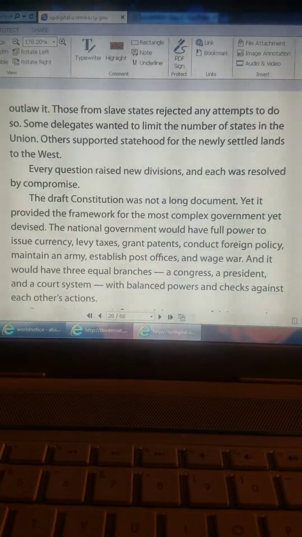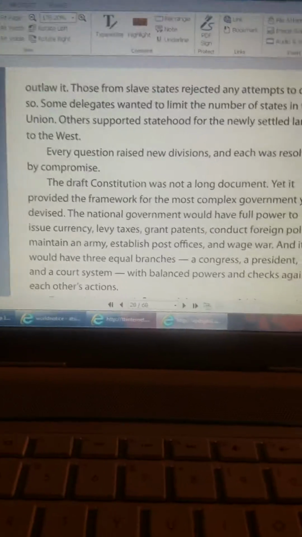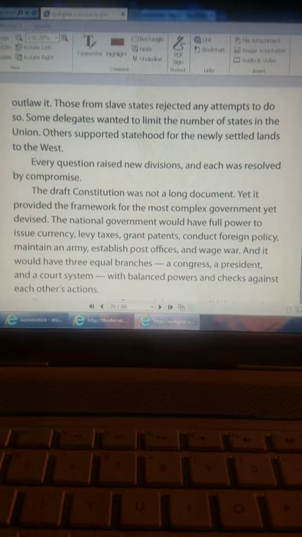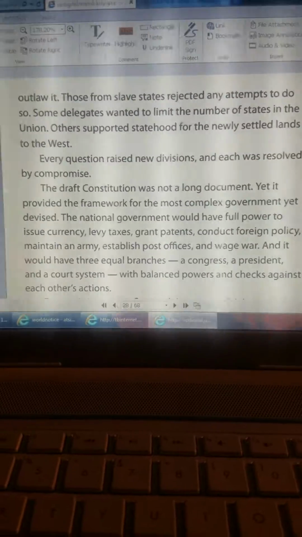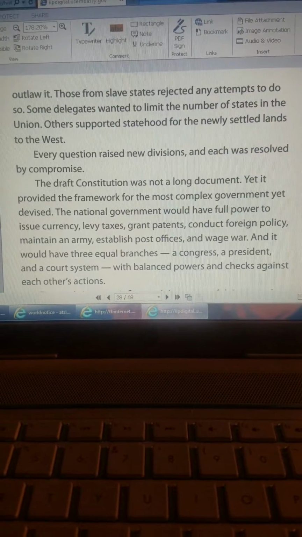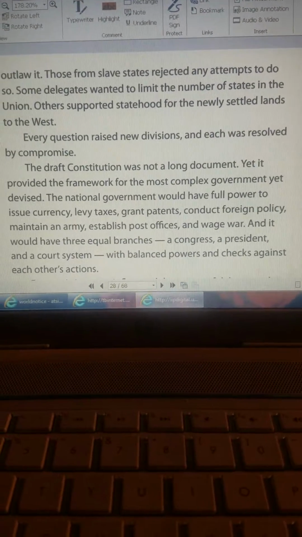Now, as I said, those who wanted to outlaw slavery, I thought that they were trying to legalize it, said they were fighting to outlaw it. And those from slave states rejected any attempts to do so. Now, some delegates wanted to limit the number of states in the Union.